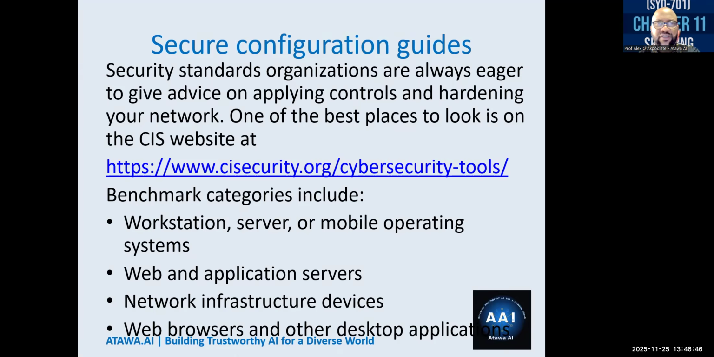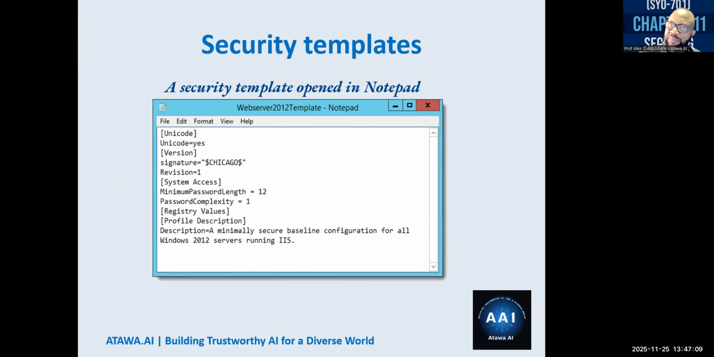Some organizations, like security standard organizations, are always looking for how to advise or apply controls on how to harden your network. So just check the CIS security website and look for benchmarks that talk about workstations, servers, mobile operating systems, web browsers, and other desktop applications. So, for example, if you have a security template, I can look at this. See, this is a security template.